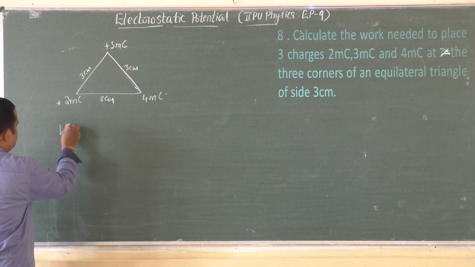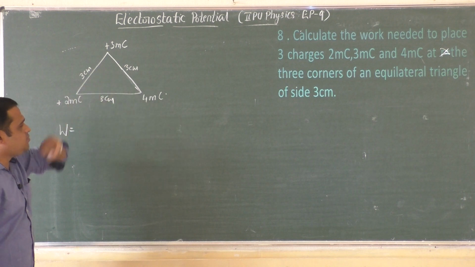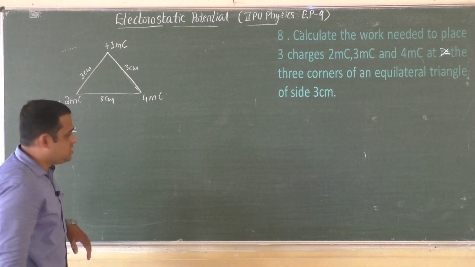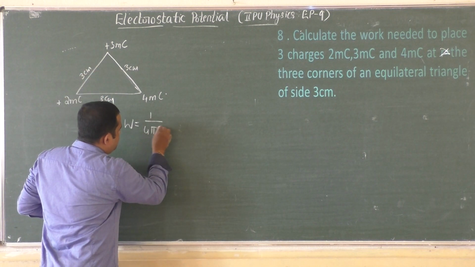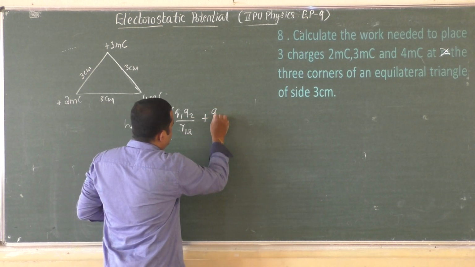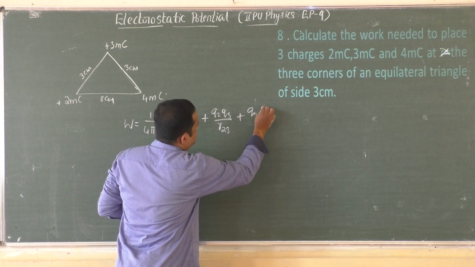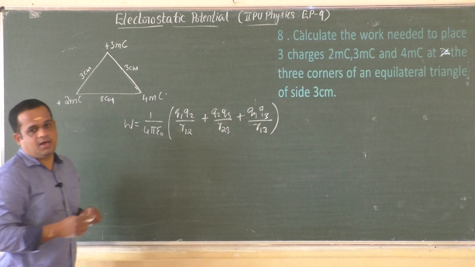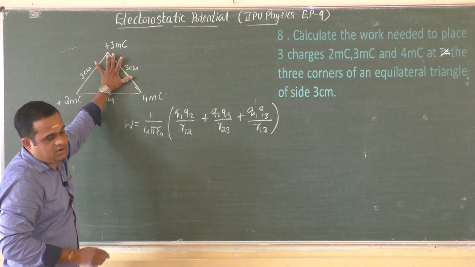So the work done in assembling the charges itself represents the potential energy. Therefore we can use the expression for potential energy to calculate the work done. So W is equal to, for the system of 3 charges, 1 by 4 pi epsilon naught into Q1 Q2 divided by R12 plus Q2 Q3 divided by R23 plus Q1 Q3 divided by R13. Using this formula we can calculate the work done, which represents the potential energy of this system of charges.